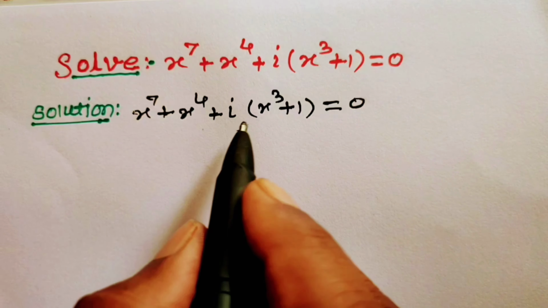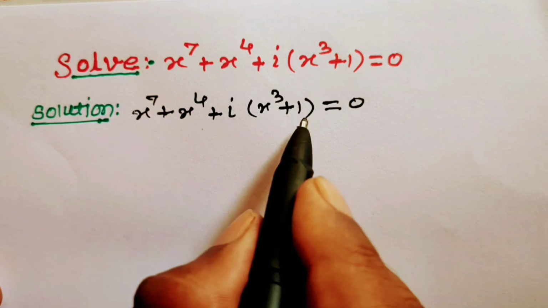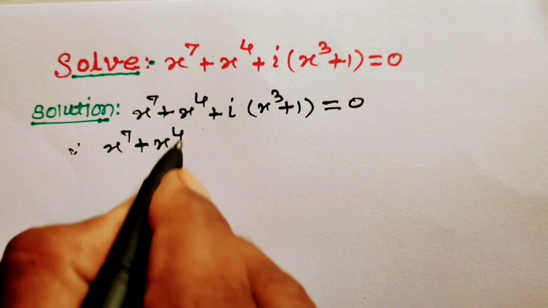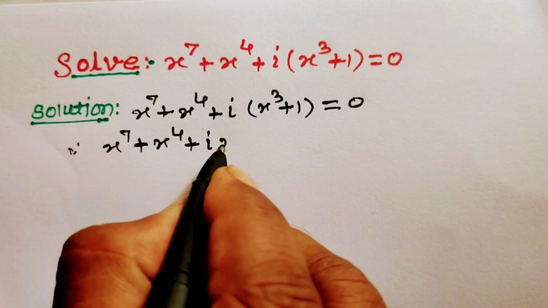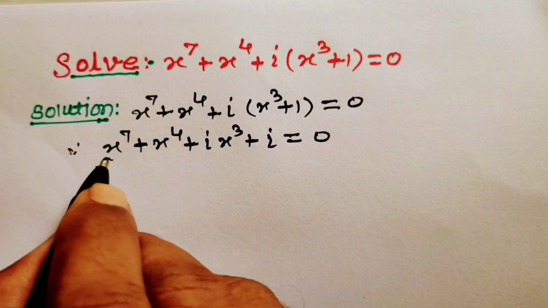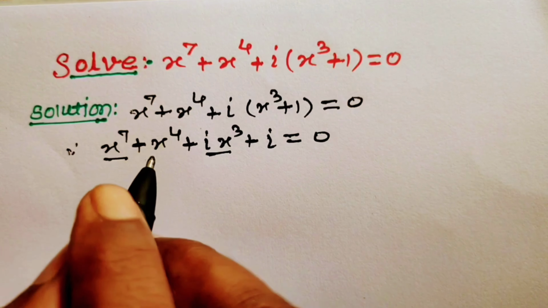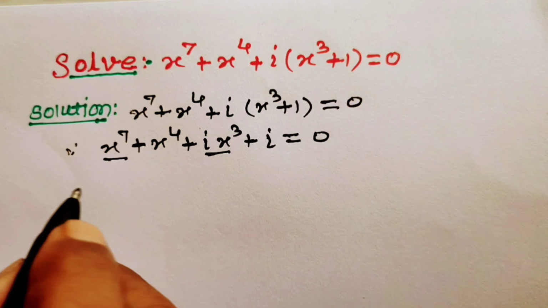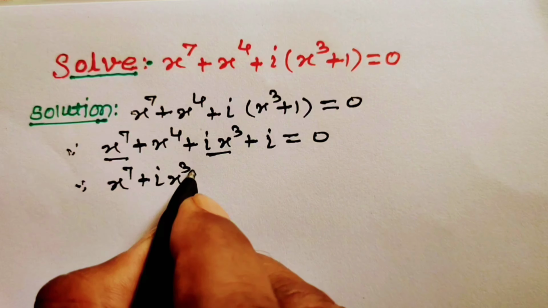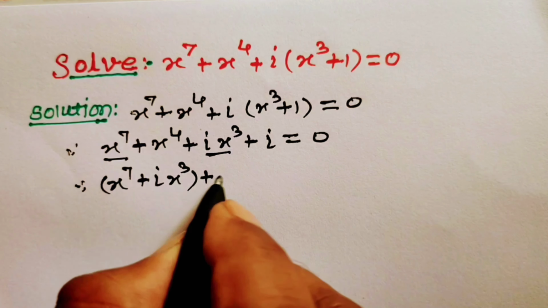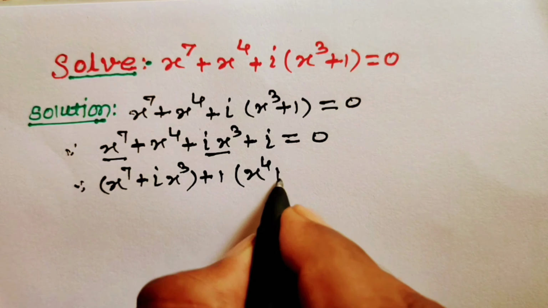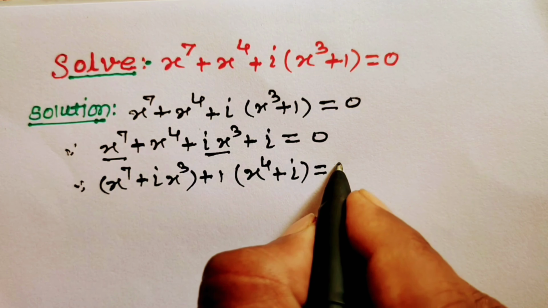Now the solution. First take the multiplication of i with this bracket. Hence x to the power 7 plus x to the power 4 plus i into x cube plus i is equal to 0. Now collect this term and this term in one bracket, and these in another bracket. Hence x to the power 7 plus i into x cube in one bracket, and taking plus 1 common from the other two terms, the bracket x to the power 4 plus i, is equal to 0.